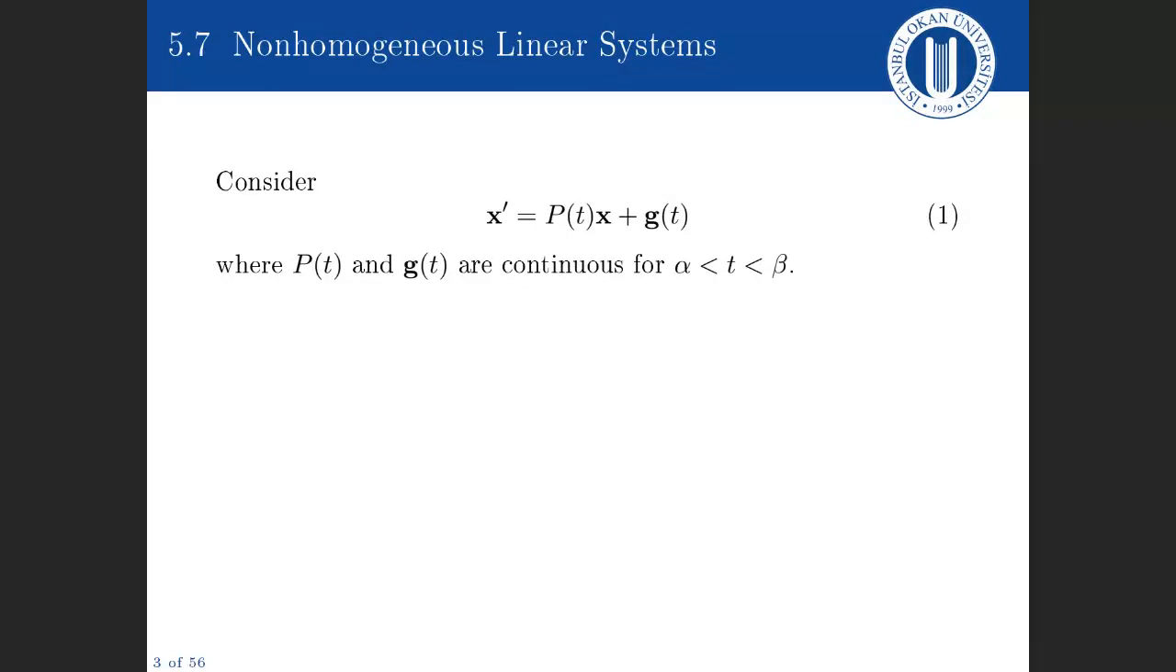We're going to be looking at linear systems like this. X prime is equal to P(t)x plus g, where P is a square n by n matrix and g is a vector function. And we want our matrix function and our vector function to be continuous on some open interval between alpha and beta.